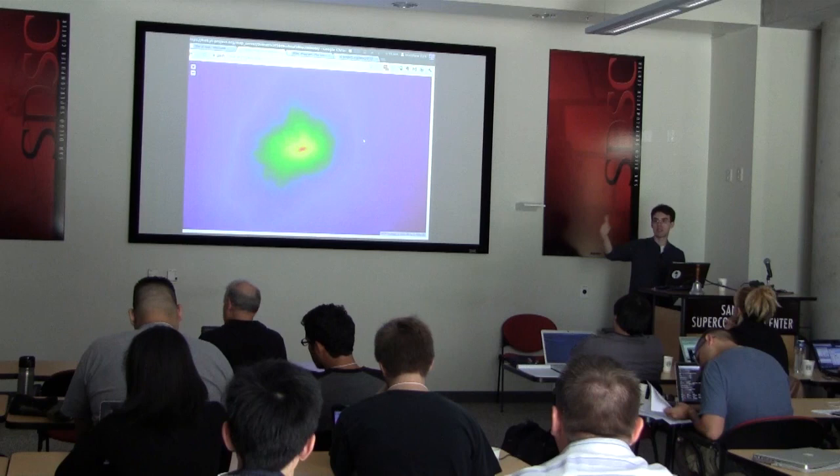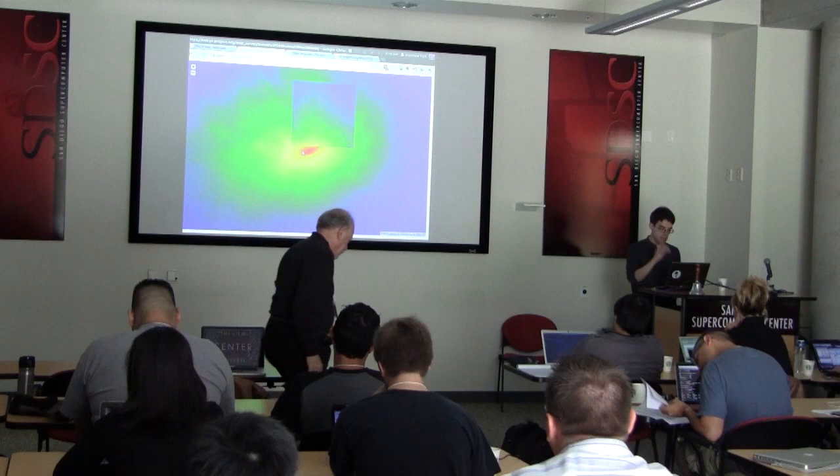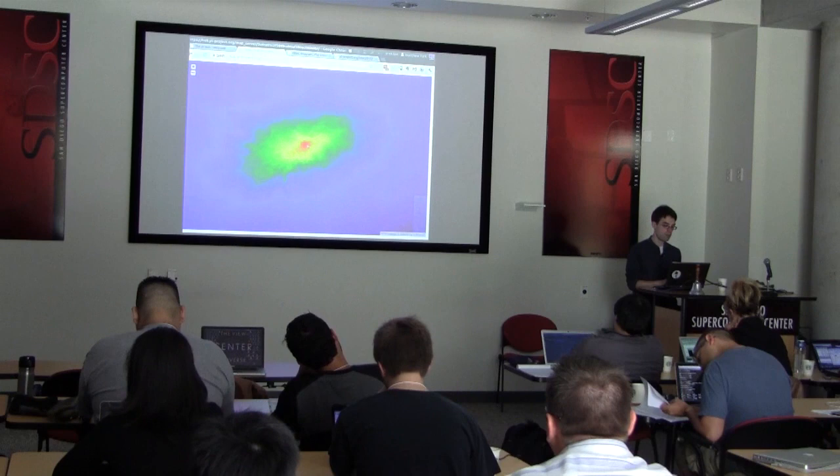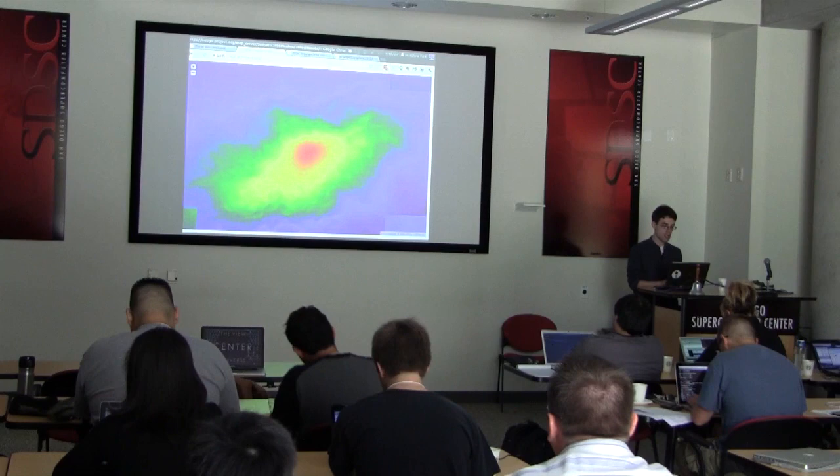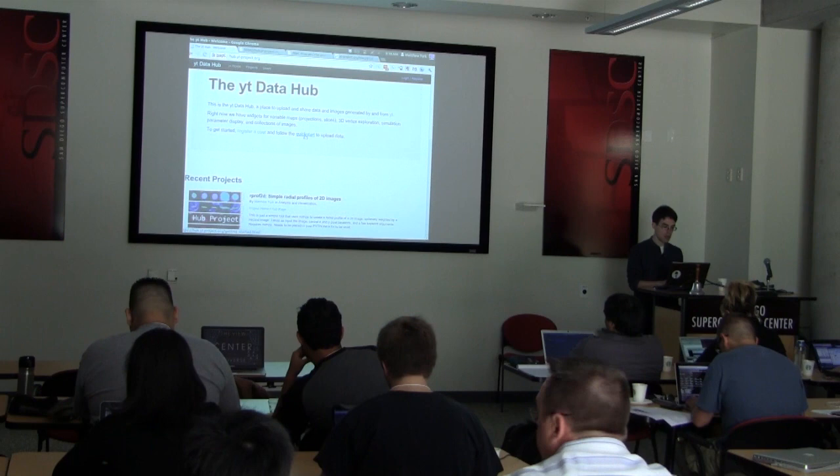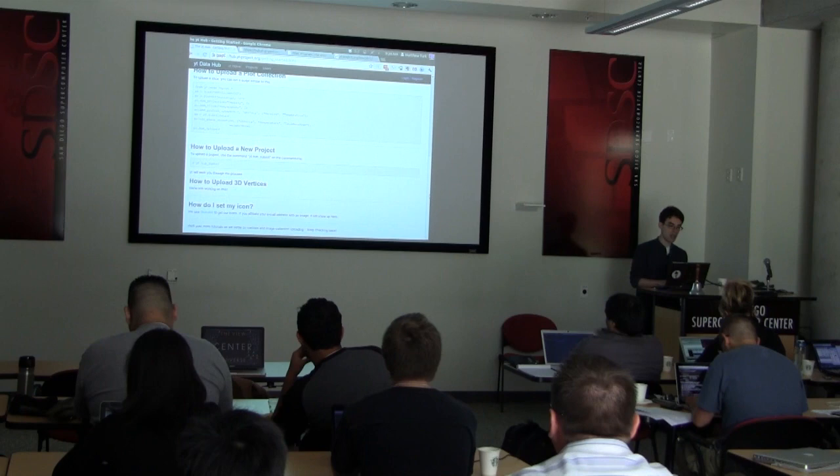So this is one of my simulations. But the idea is that all you have to do to upload here, once you have an API key, is create a plot collection, create any of these objects that you would normally create during your process of analysis in YT, and then call hub upload on those objects.